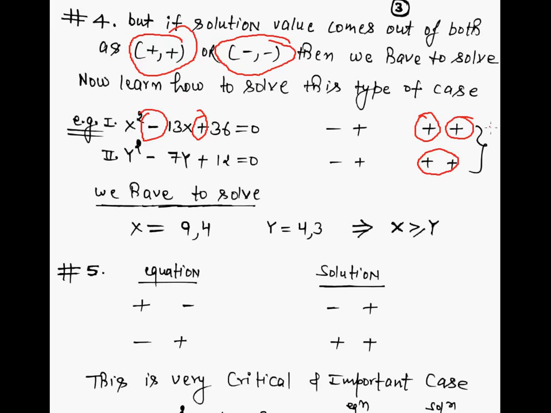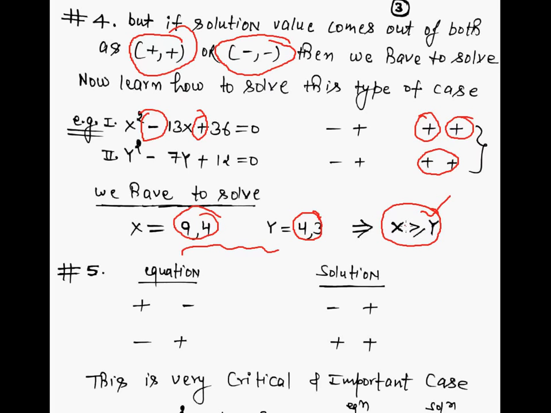Now in this case we can't judge the answer by seeing the signs. We have to solve. By solving the first equation, x value is 9 and 4. By solving, y value is this, and we can clearly see that x is greater than or equal to y. In this case, it is clear that x's 9 is greater than both values and 4 is equal to this. We can directly mark it.